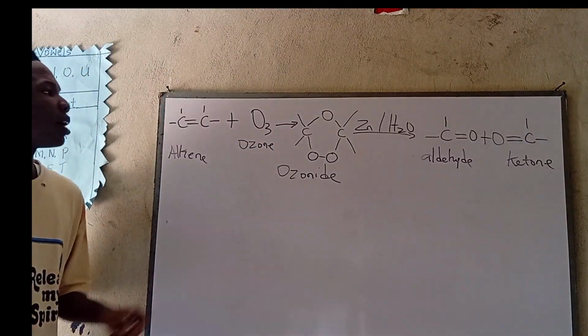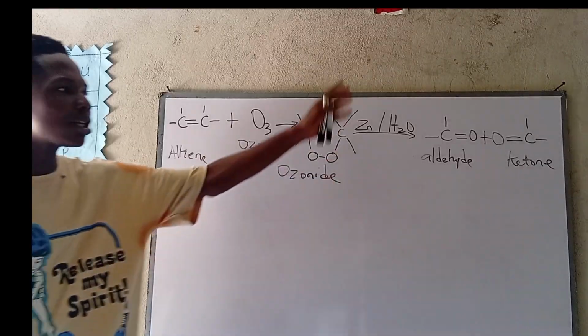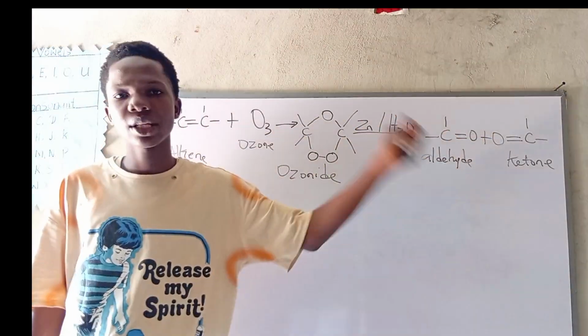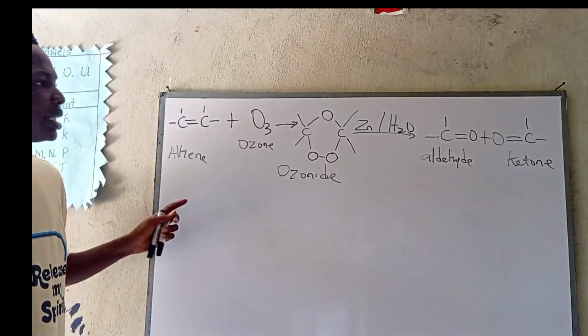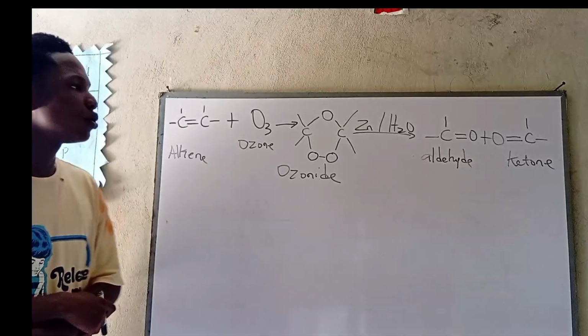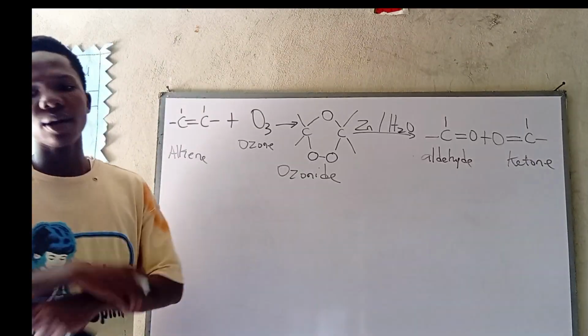Okay, so our alkene reacts with ozone to yield ozonide. In the presence of water and zinc dust, it's actually going to yield us our aldehyde and ketone. This is what I want you to note about this. But now, we can't just stop here. We have to take an example. So, which example do we now take?